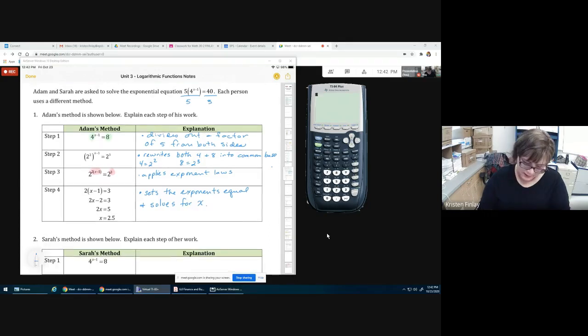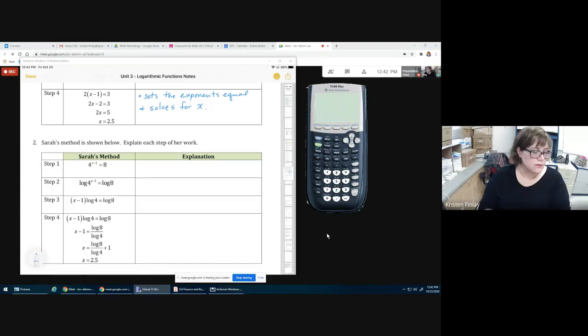Okay. Now, Sarah's method, she's going to use the log method. Now, we've learned that if 2 things are equal, if you take the log of those 2 things, they are also equal. So she did the same thing in the first step. She divided out the 5. Right? And then she logged both sides.